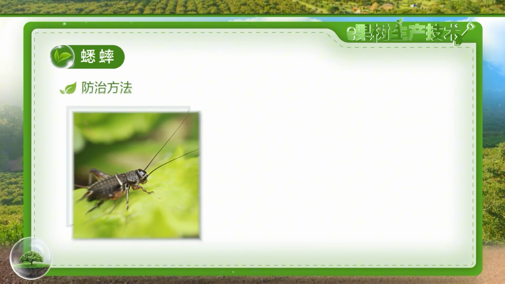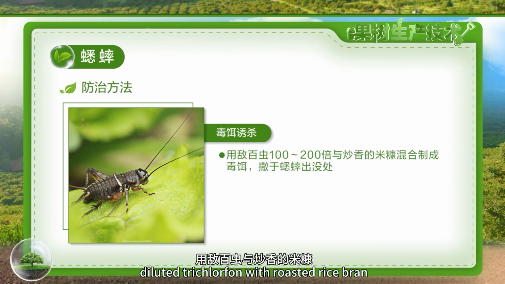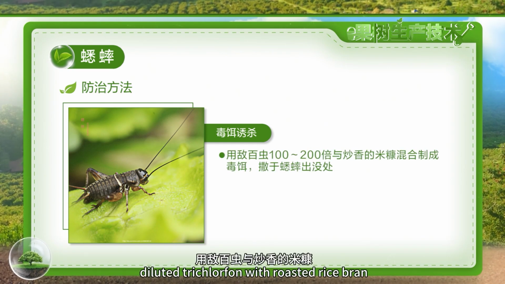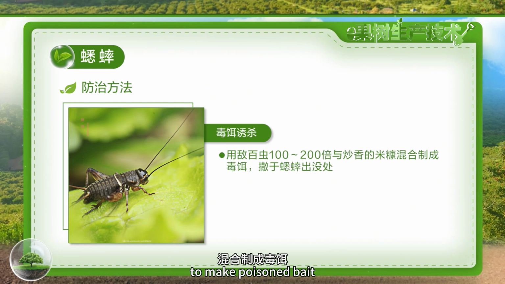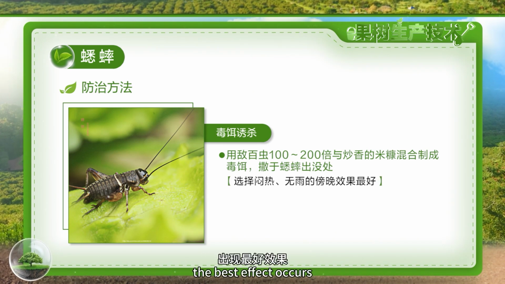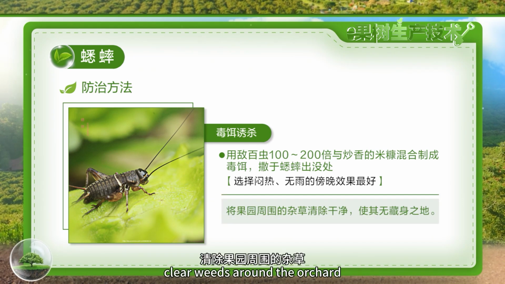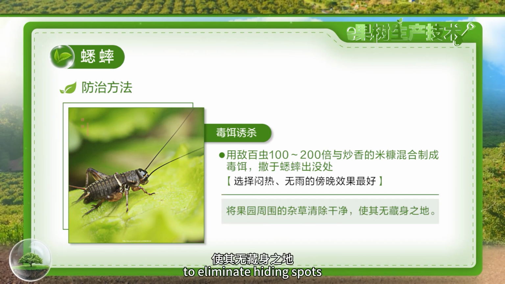Control methods. Use poisoned bait for control. Mix 100 to 200 times diluted trichlorphene with roasted rice bran to make poisoned bait. Scatter it in cricket-infested areas. The best effect occurs when applied on hot, rain-free evenings. Clear weeds around the orchard to eliminate hiding spots.